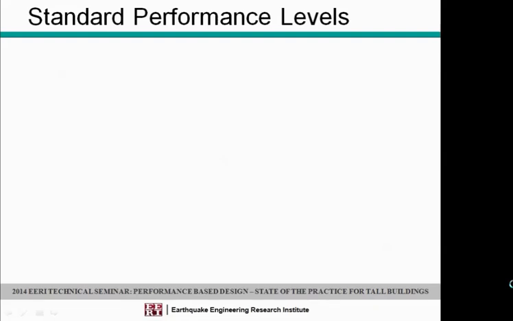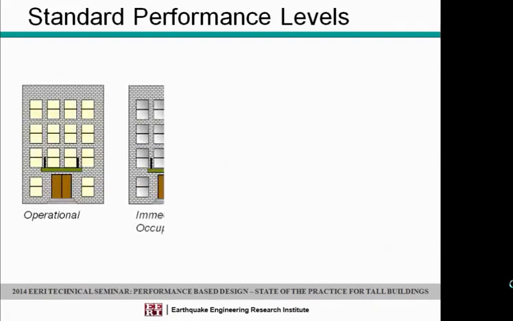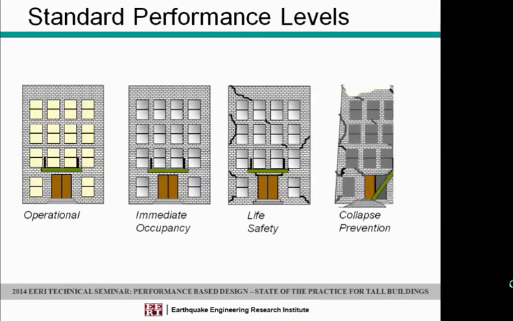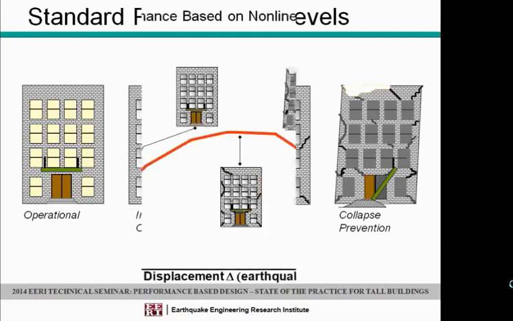The ATC 40 and ATC 33 projects defined a series of standard performance levels that are with us still today. They're operational, immediate occupancy, life safety, and collapse prevention. And generally these performance objectives are formed by an owner saying, I want life-safe performance for a 500-year earthquake. I want collapse prevention performance for a 2% in 50-year earthquake. I want immediate occupancy performance for some other earthquake. And then we go off and do our analyses and check whether or not the building is actually capable of doing that.